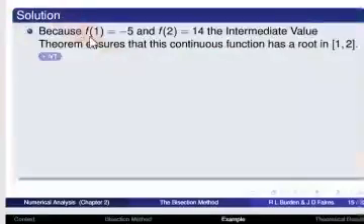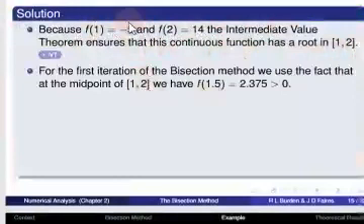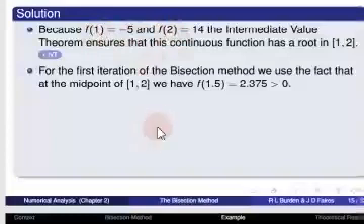Look at this. This is f of 1, which is negative 5. f of 2 is 14. The product of these two is negative. That means using the intermediate value theorem, you can say that there exists a root in between 1 and 2, because f is continuous, right? Now you consider the midpoint of these two: 1 plus 2 is 3, divided by 2 is 1.5.